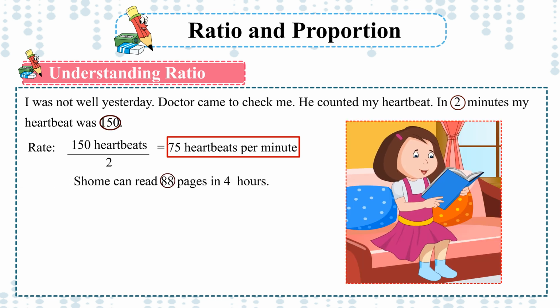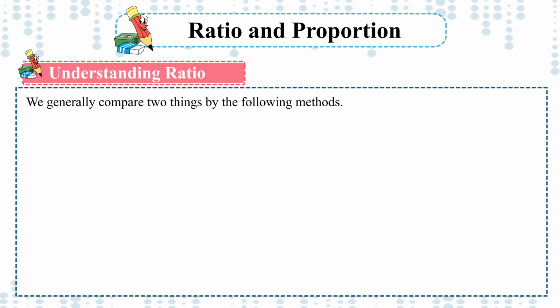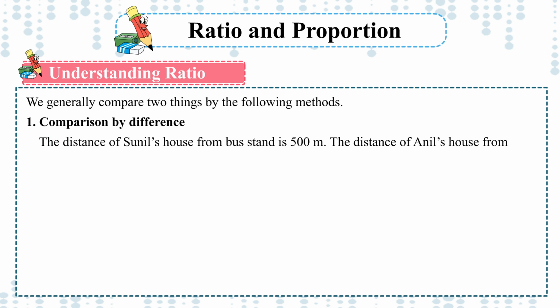Sham can read 88 pages in 4 hours. Rate: 88 pages upon 4 is equal to 22 pages per hour. We generally compare two things by the following methods. 1. Comparison by difference. The distance of Sunil's house from the bus stand is 500 meters. The distance of Anil's house from the bus stand is 400 meters.